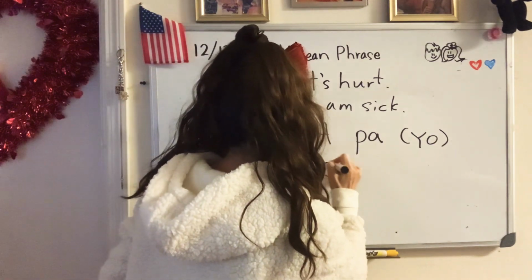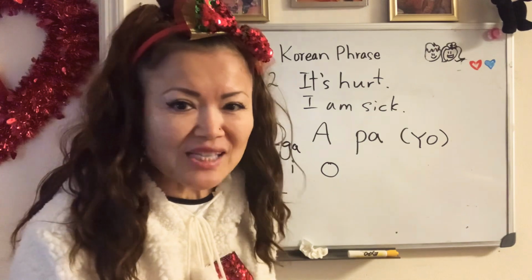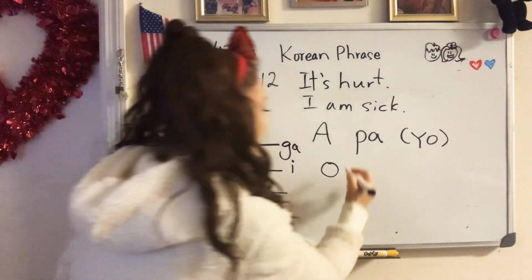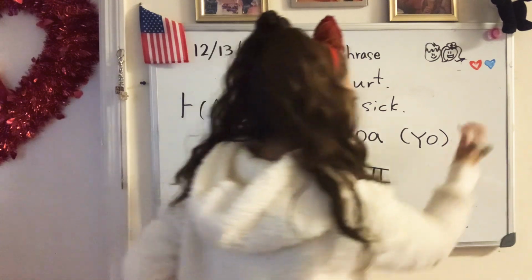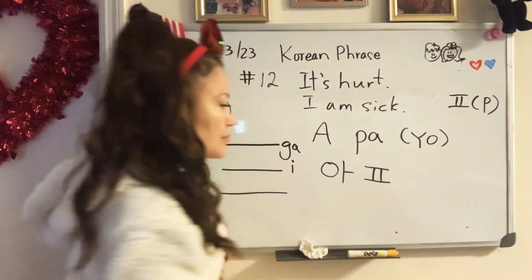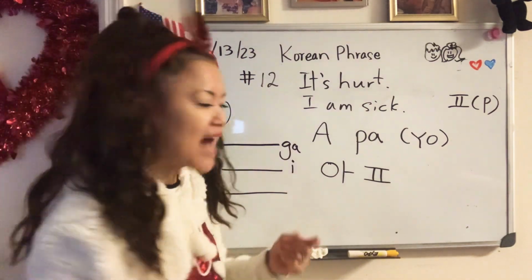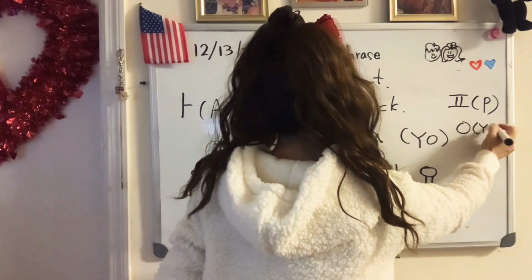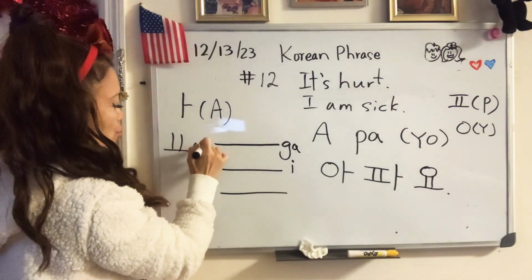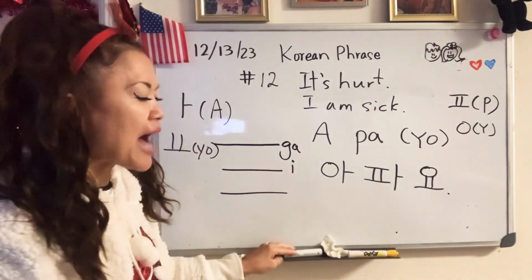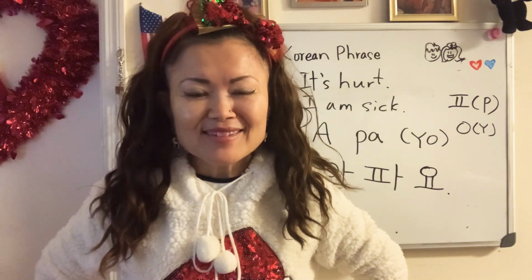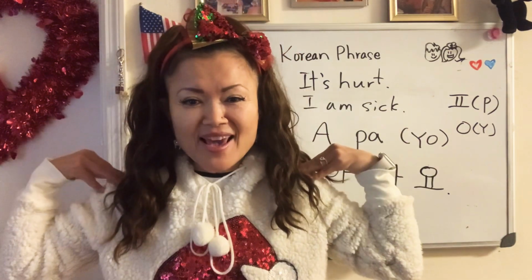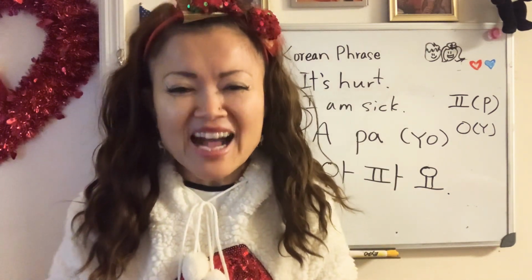Let's write in Korean. Circle is in first position, no sound, only pronounce vowel. Ah. Wait, I need a P sound. This is a Korean P sound. P. Pa. Do you see that? Open your mouth. Ah. So I need another vowel. And yo is first position, no sound. Only vowel, yo. So let's practice. A. Pa. 아파. 머리 아파. 어깨 아파, 손가락이 아파, 아파요.